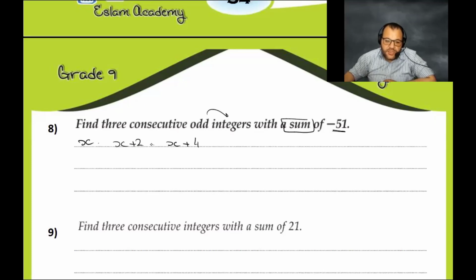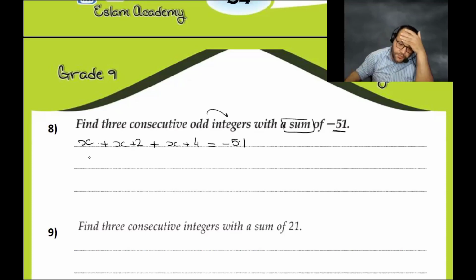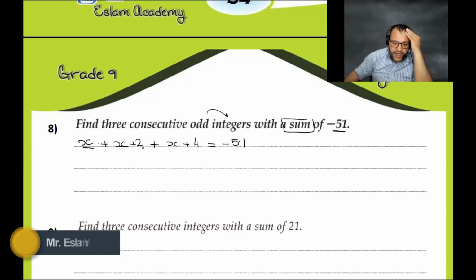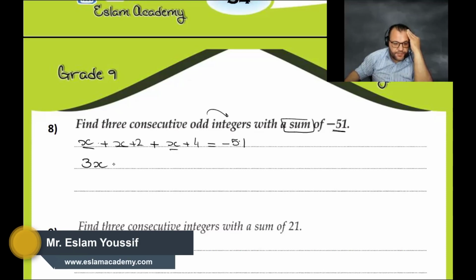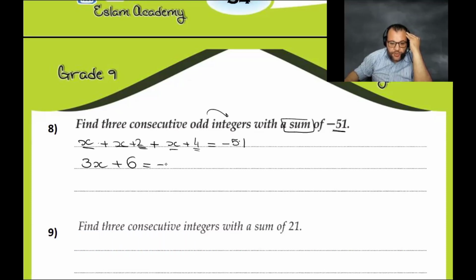What is the meaning of sum? It means if you add them all, the answer will be negative 51. So how do we solve that? We have x and x and x, so it will be 3x, plus 6, because we have 2 and 4 equals 6. So 3x plus 6 equals negative 51. Subtracting 6, 3x equals negative 57. Then divided by 3, x equals negative 19.